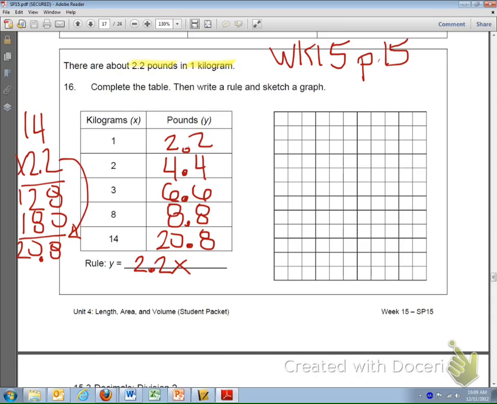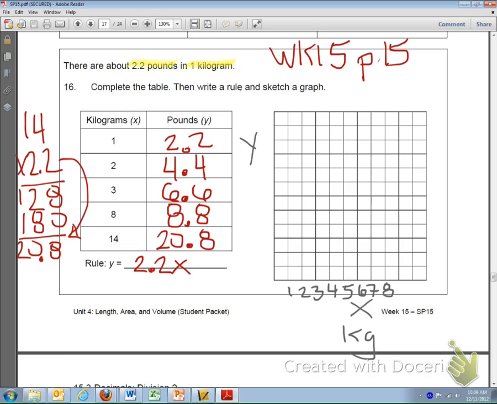Now on this xy axis, we need to be able to graph those results. I'm going to change the pen color so it's a little more clear for us. We know that x is always on the bottom, y is always on the top, and this is kilograms, so we know 1, 2, 3, 4, 5, 6, 7, 8, 9, 10, 11. It looks like we're not even going to get to 14. So the highest number here is going to be 8.